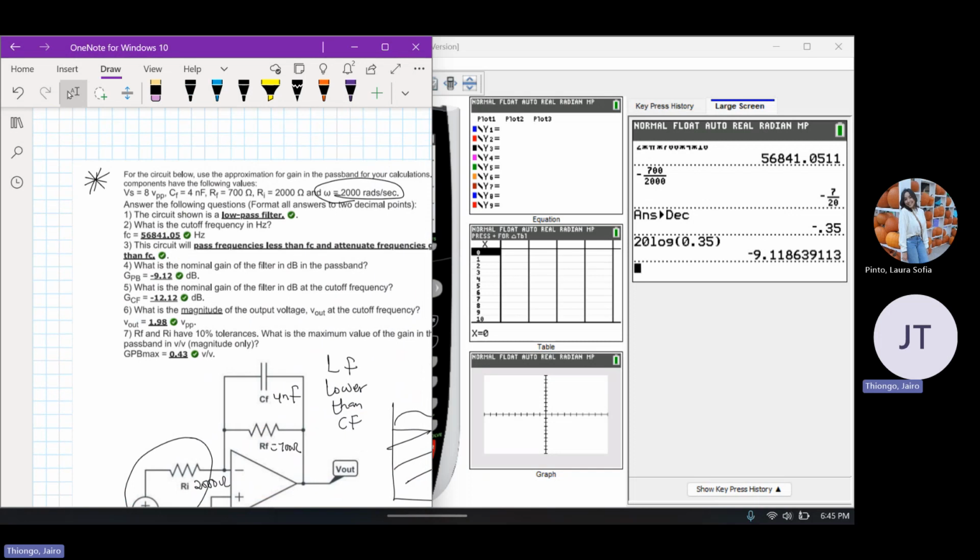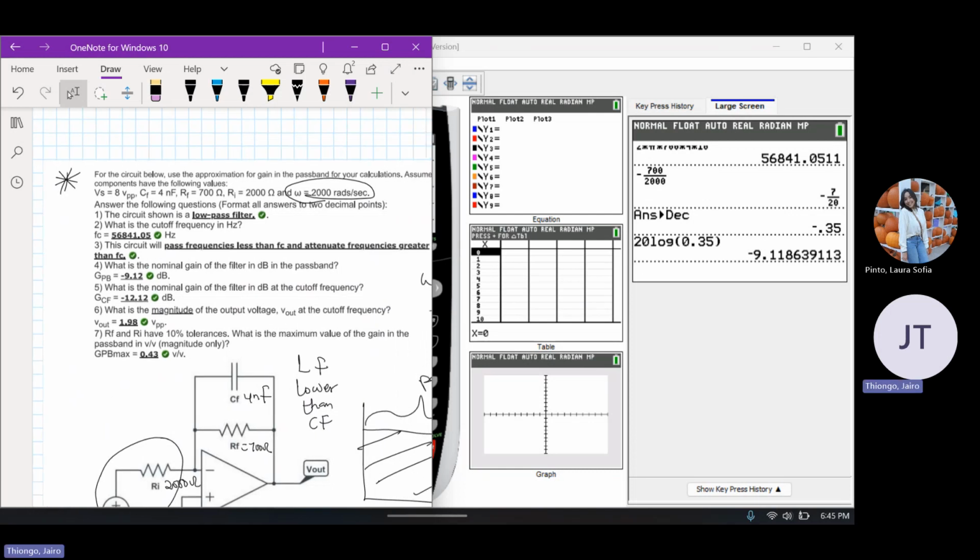On to question 5. For question 5, we ask, what is the nominal gain of the filter in dB at the cutoff frequency? For most of you taking this class, this may be your first time seeing all these terms. When it is asking for the nominal gain of the filter in dB at the cutoff frequency, it helps to first understand what it's asking for. It's asking for the gain. Nominal has its meaning, but we can choose not to focus on that right now. It's asking for the gain of the filter in decibels, in the logarithmic scale, at the cutoff frequency.